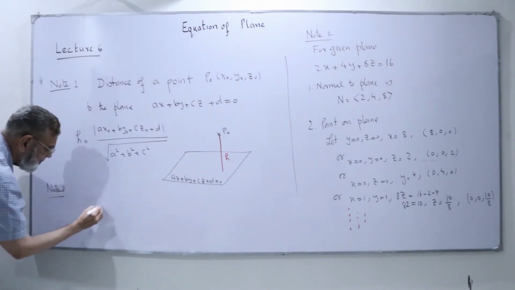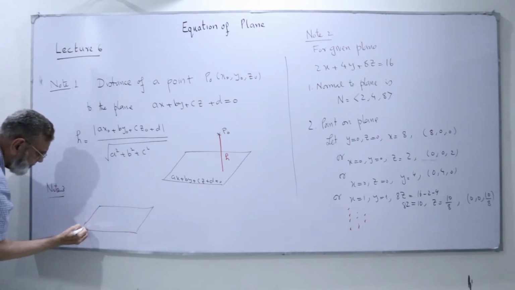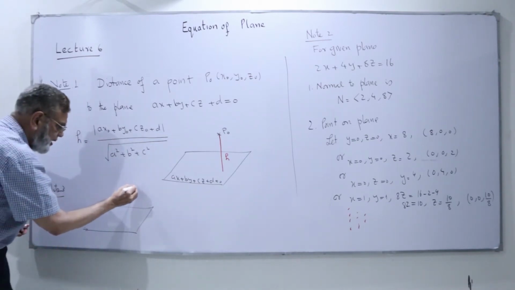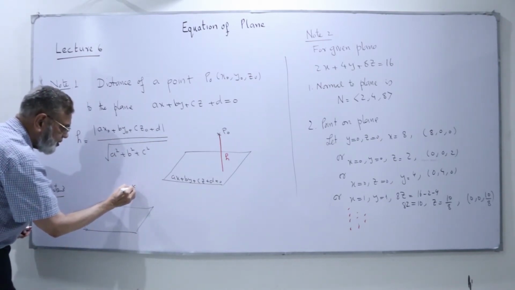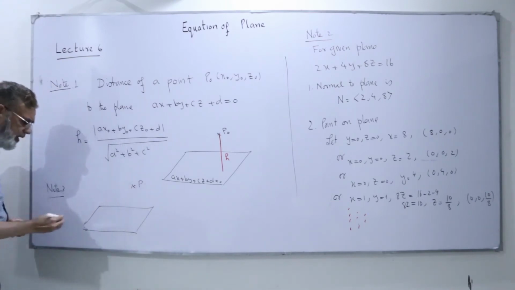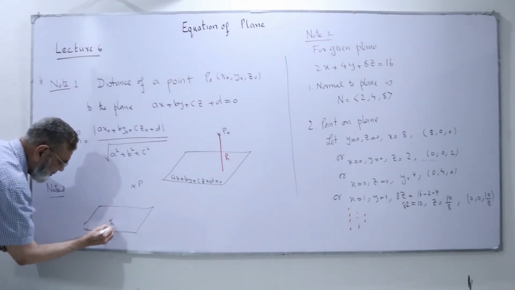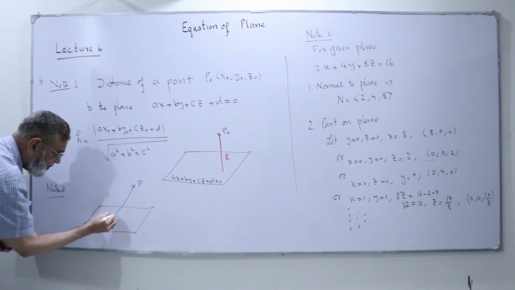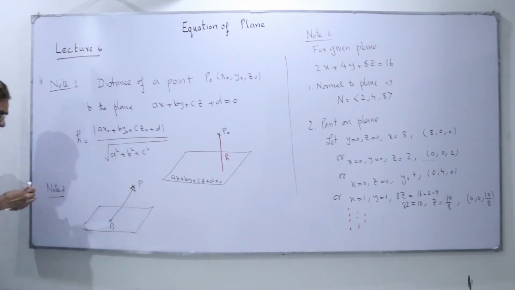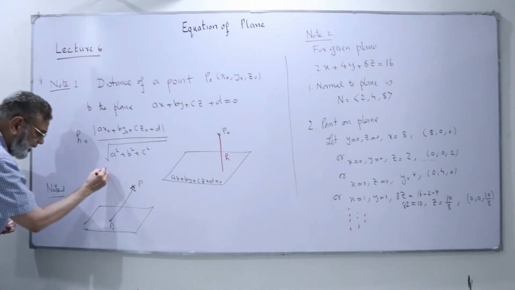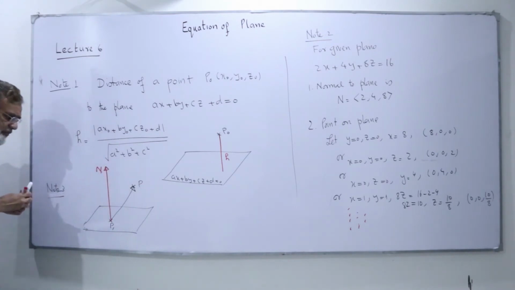I have here a plane, and I'm given a point p. We want to find the distance of this point from the plane. I can get a point p1 in the plane, and I can join p1 and p. I also know that we can find a normal to the plane. This is my vector normal to the plane. I denote this vector by n. Now if I find the component of p1p along vector n, that will give me the distance h.